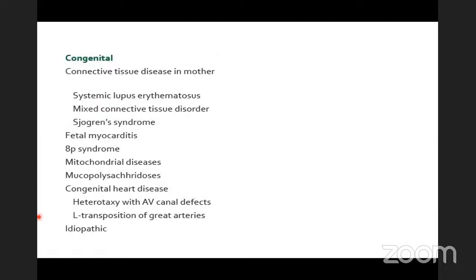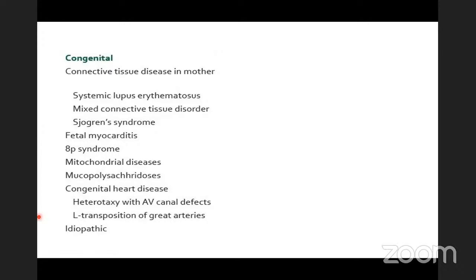Connective tissue diseases in the mother, like SLE, mixed connective tissue disease, Sjogren's syndrome. There are also some rare causes, like fetal myocarditis, mitochondrial disease, mucopolysaccharidosis. And then there are congenital heart diseases that are associated with complete heart block, mostly heterotaxy syndromes with left atrial isomerism and CCTGA, or congenitally corrected transposition of the great arteries.